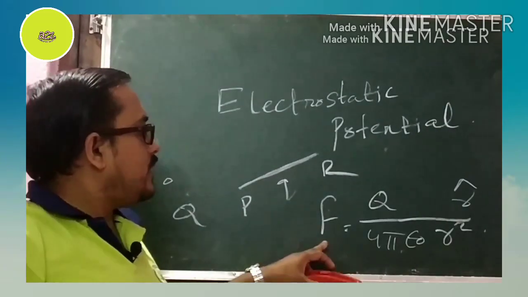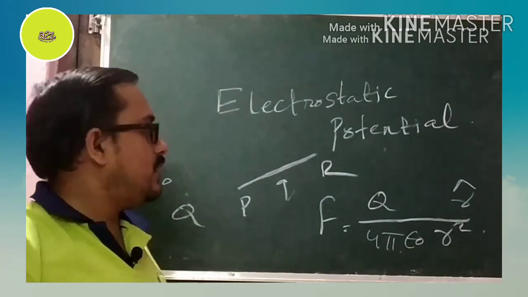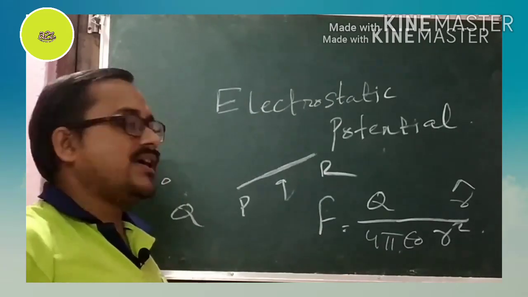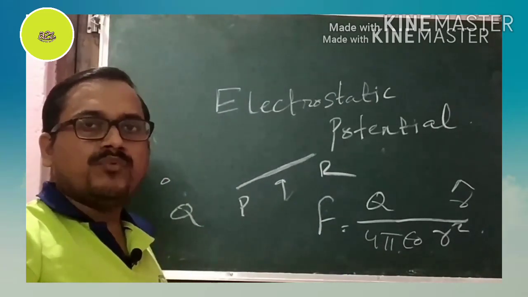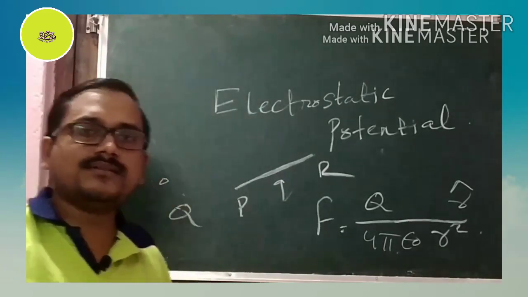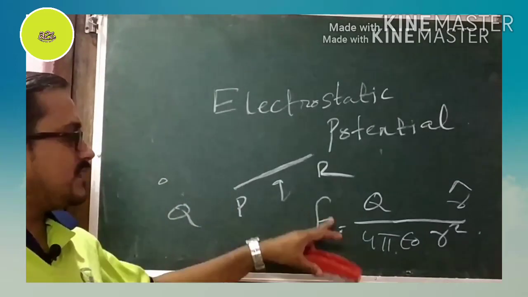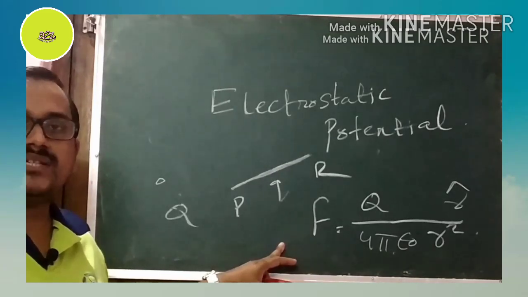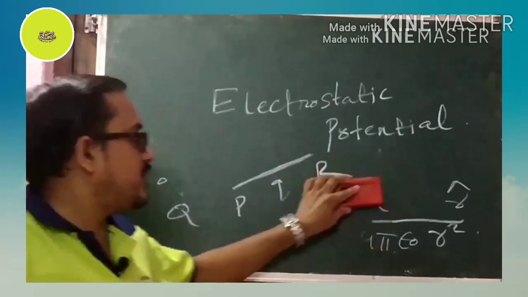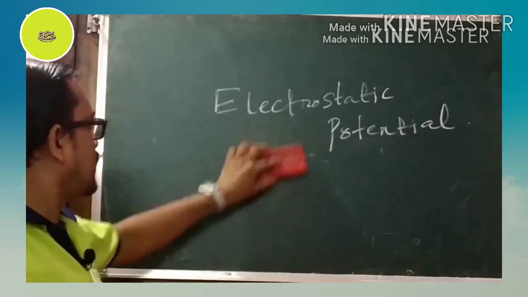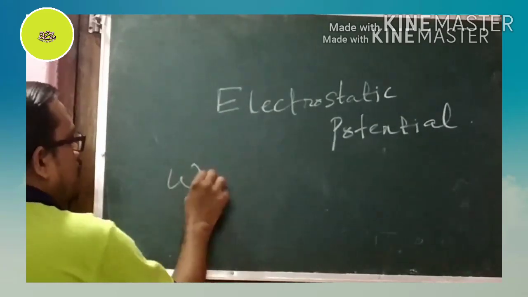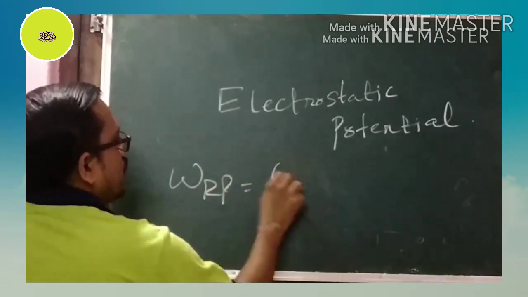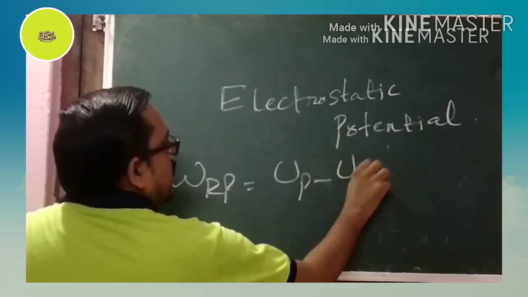Now we know that at every point in the electric field there must be a potential energy, and the work done will be increasing in this case. The work done increases the potential energy by an amount which is the difference between the potentials. That is, we can say this W_RP will be equal to U_P minus U_R.